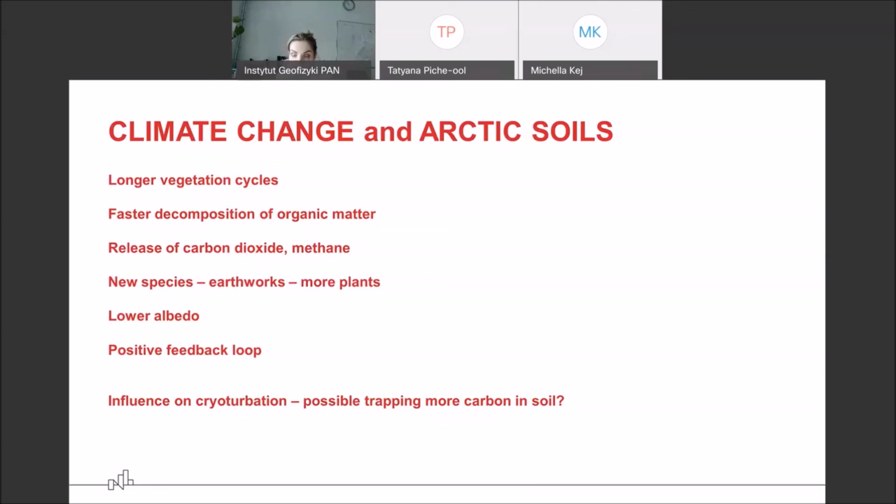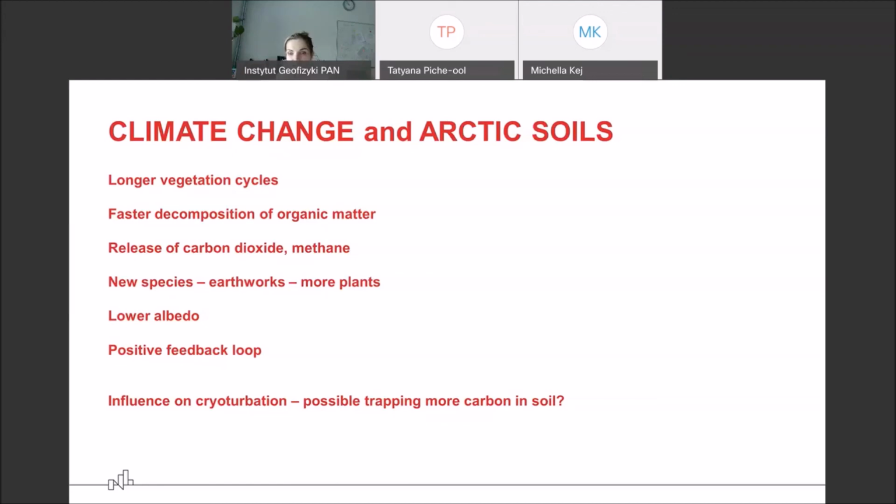New species might arrive with higher temperature, longer vegetation cycles, plants, but also earthworms possibly. But also this has some other consequences. So if we have longer vegetation cycles, the surface will be probably darker with less snow and more tundra cover. So the albedo will probably get lower, which means that less energy will be reflected back to the universe. So more energy will be absorbed. And again, we will have this positive feedback loop.